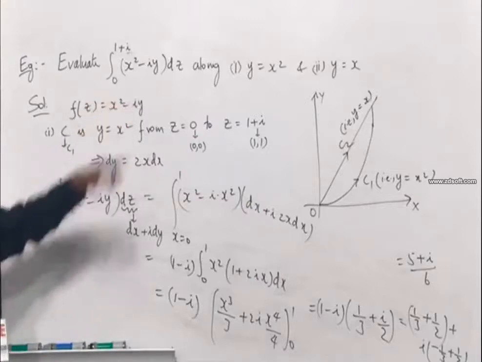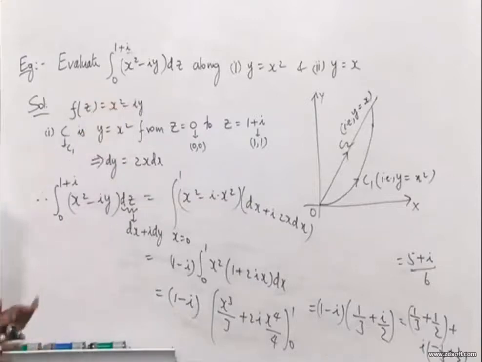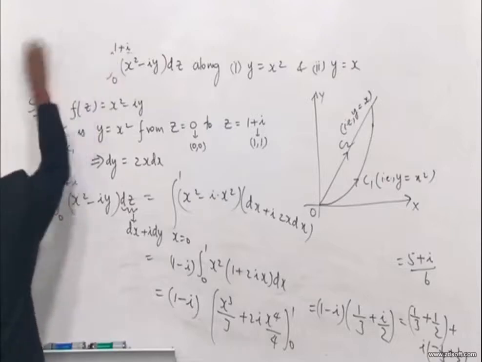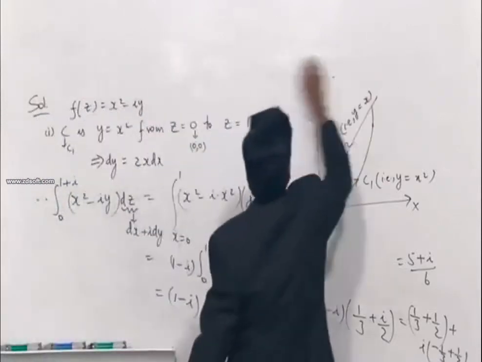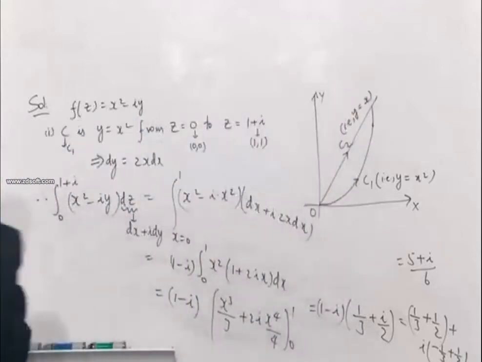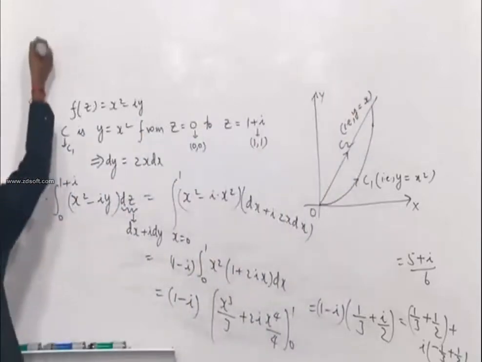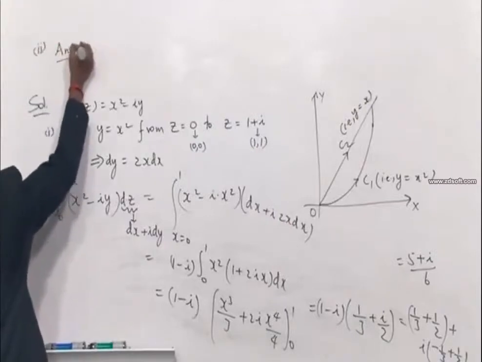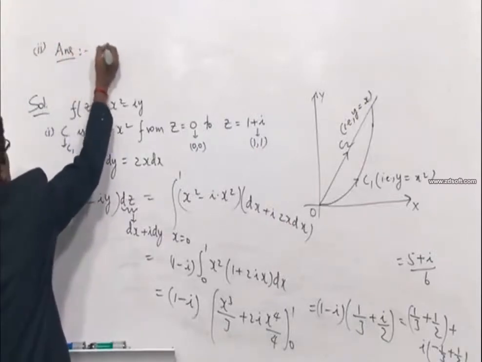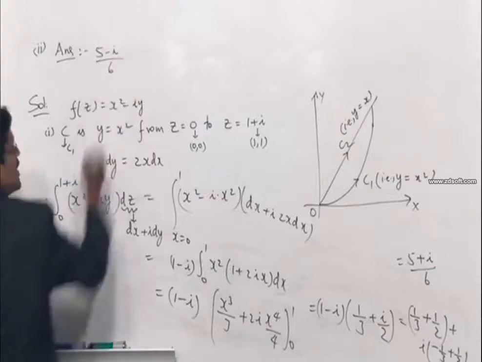I am giving the answer for the second bit; later you check whether the path is independent or dependent. Second bit, answer 5 minus i by 6, later you check.